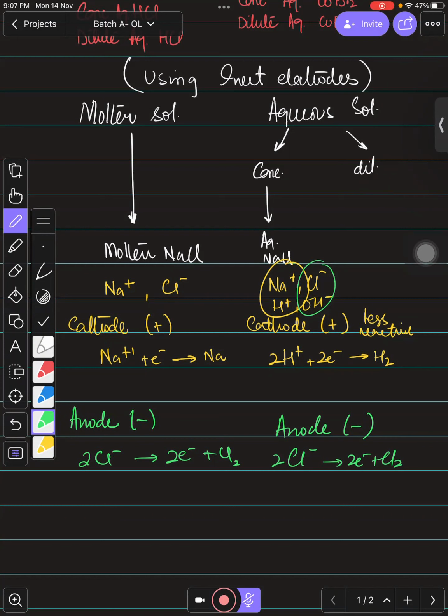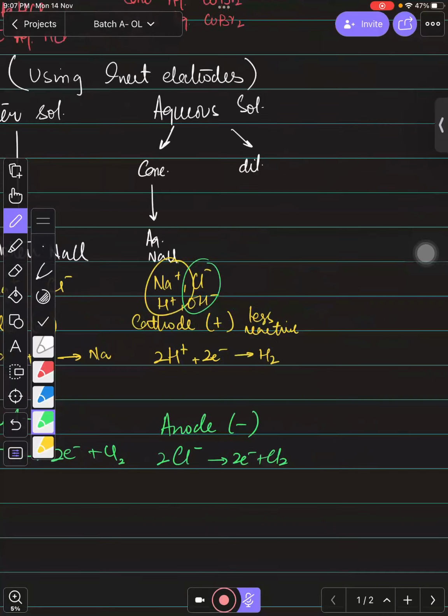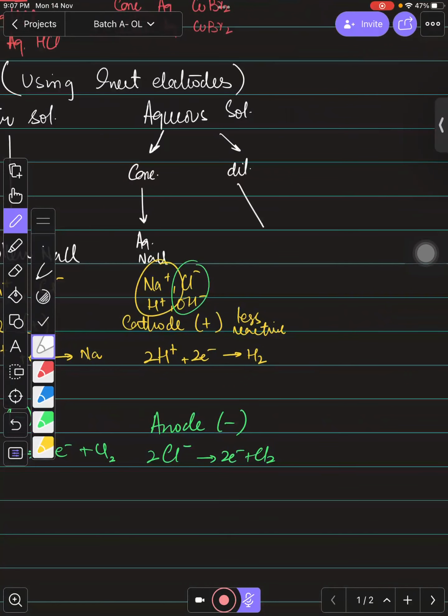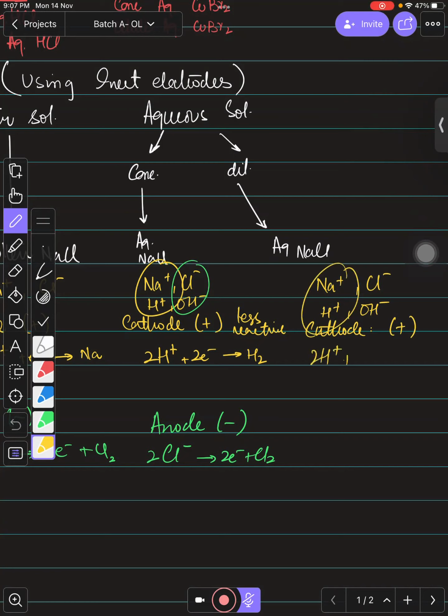This was the concentrated solution. If you talk about diluted ones, aqueous diluted NaCl has the same ions: sodium ions and chloride ions because of the salt, and hydrogen ion and hydroxide ion due to the water. The cathode always attracts positive ions, and when you have more than one cation, the less reactive will form the product, so it forms the same product as in the concentrated one.